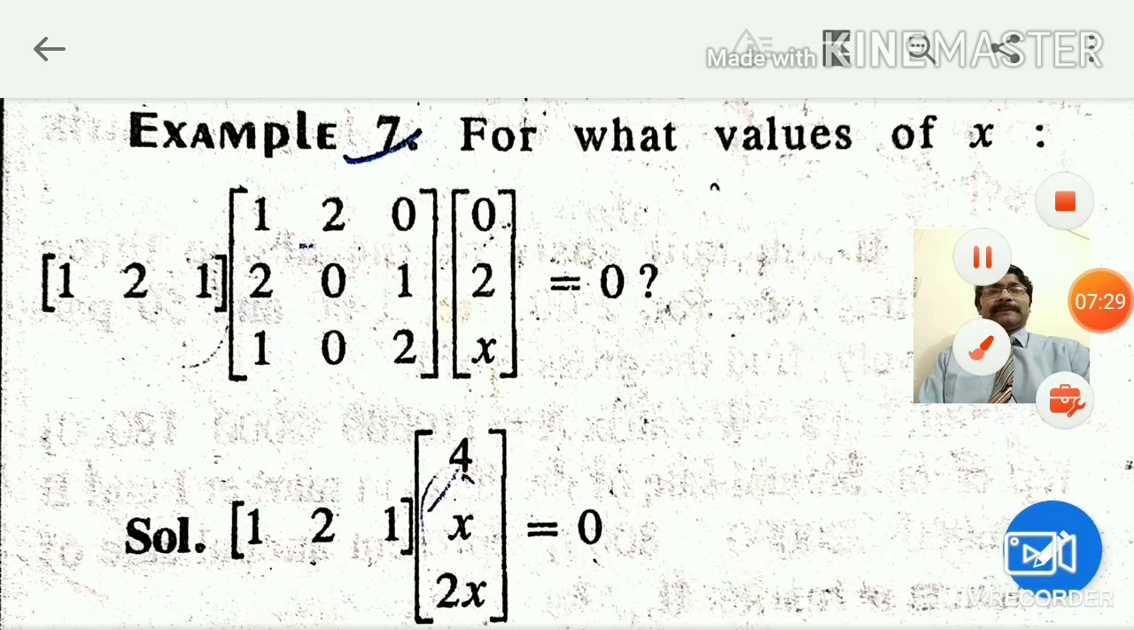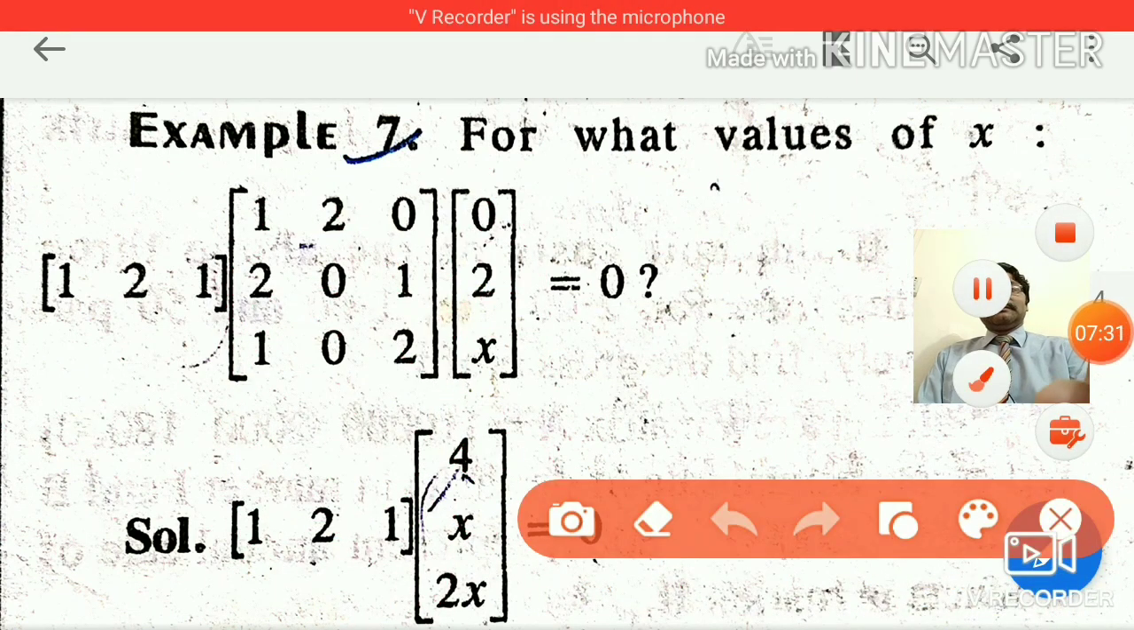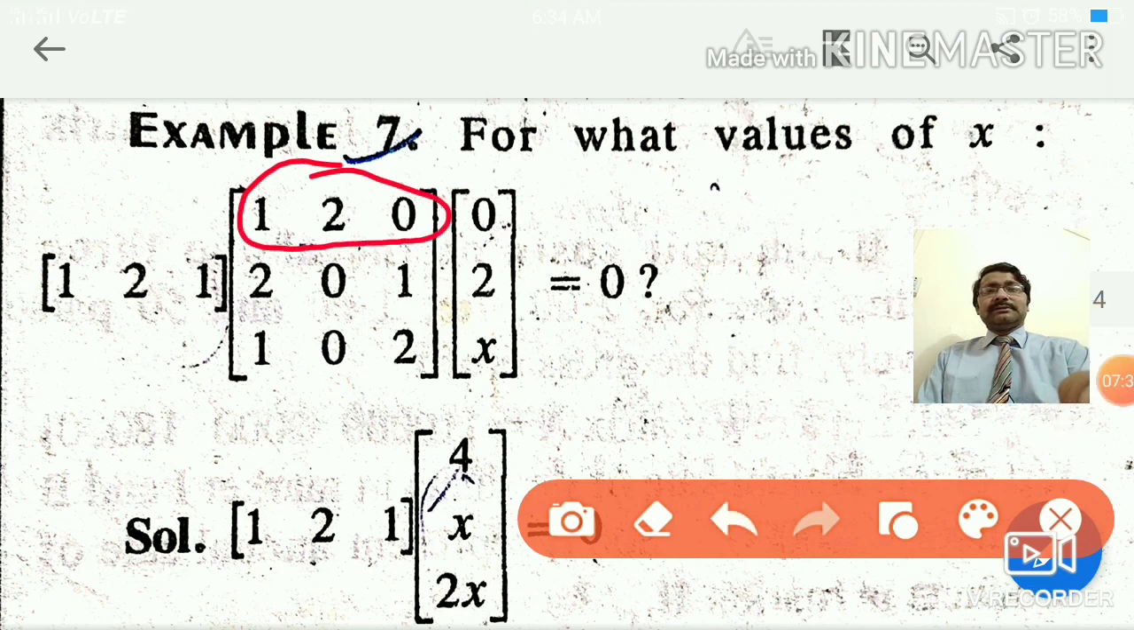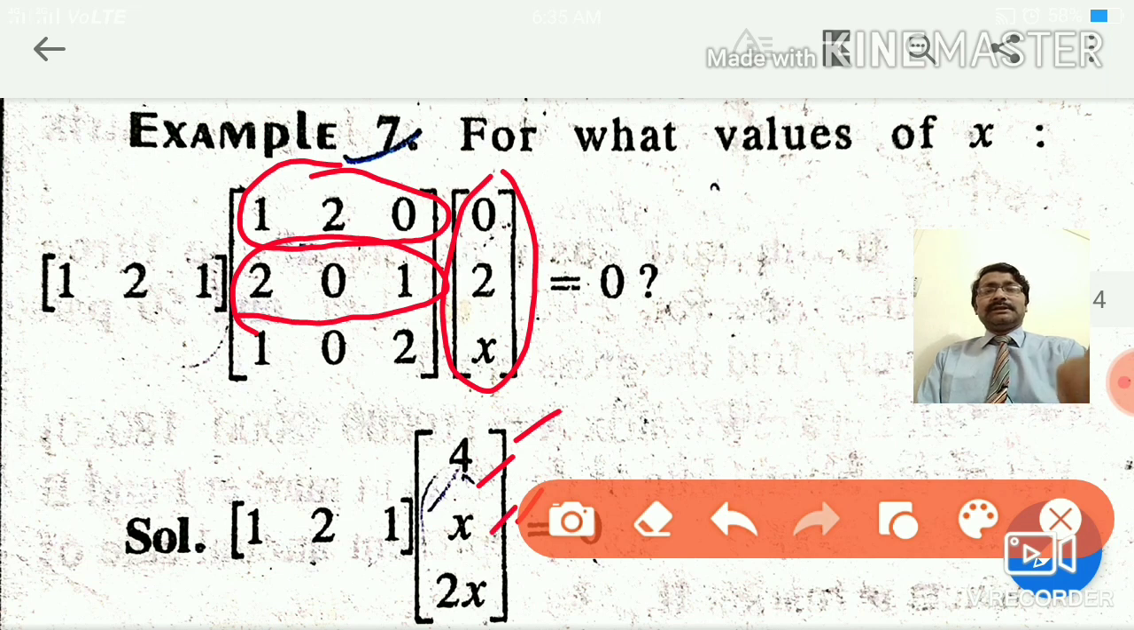Look here, we do the multiplication by taking the first row and multiplying by this column. So 1 into 0 plus 2 into 2 plus 0 into x, that is 4. Similarly, the second row: 2 into 0 plus 0 into 2 plus 1 into x, that is x. Similarly the third row: 1 into 0, 0 into 2 and 2 into x, that is 2x.